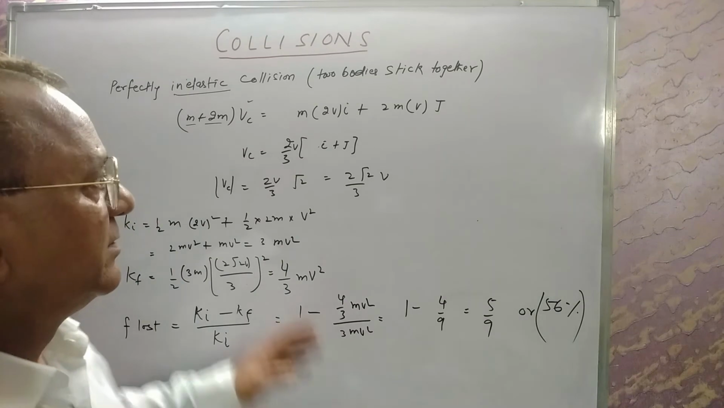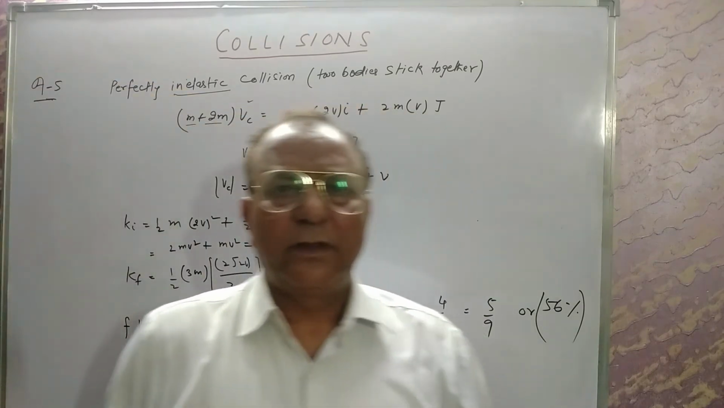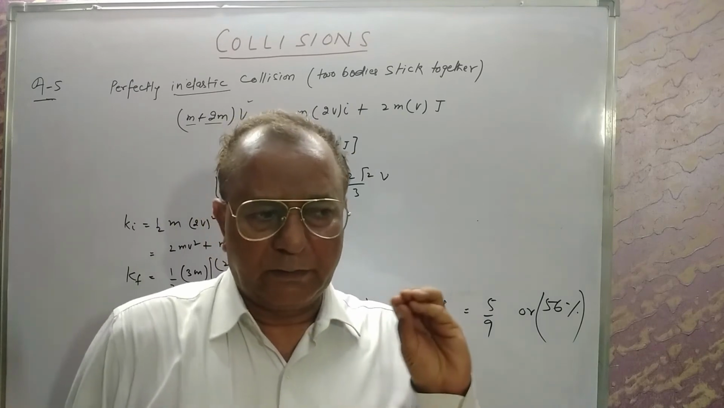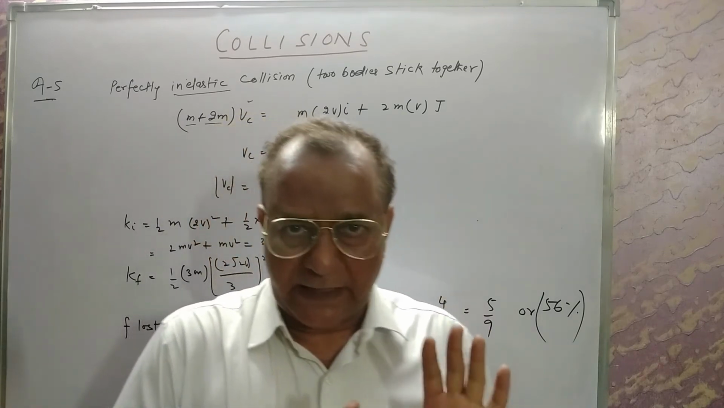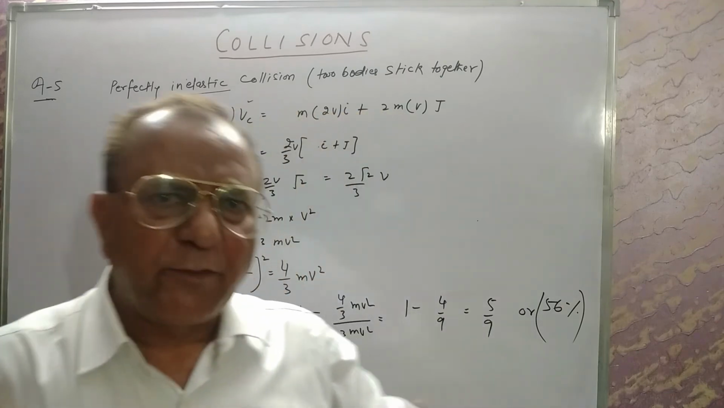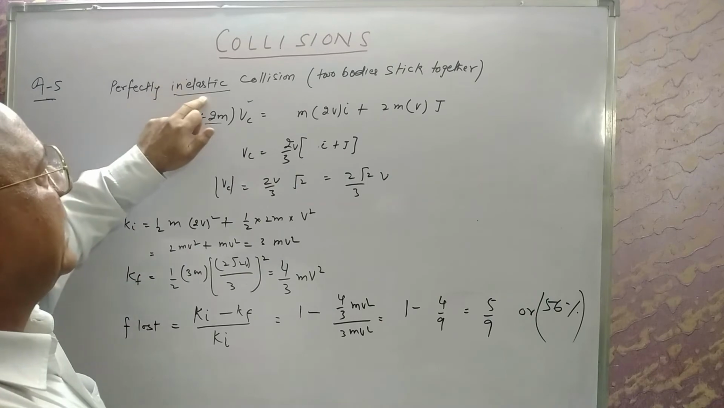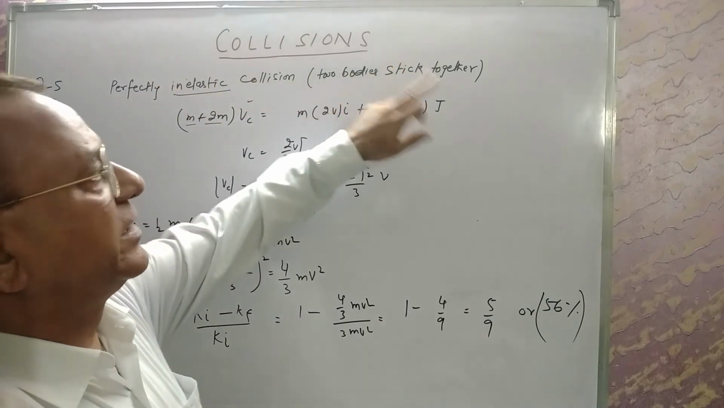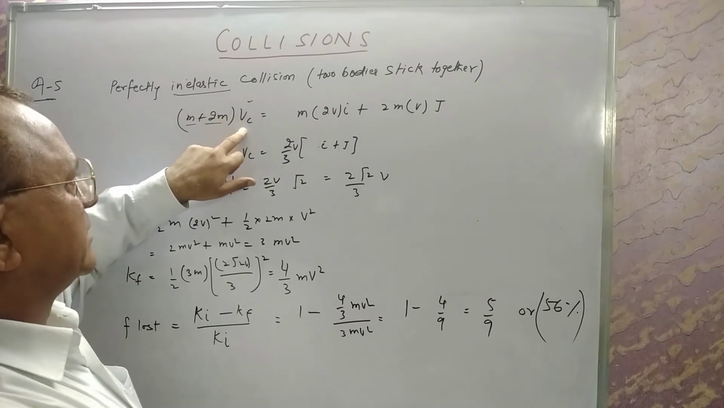Answer number 5. This is a collision in vector form. Now remember this. In collision in vector form, if you apply the principle carefully, the question may seem to be difficult, but they are easy basically. Perfectly inelastic collision, two bodies stick together. Therefore, mass becomes m plus 2m. Let Vc be their final speed.